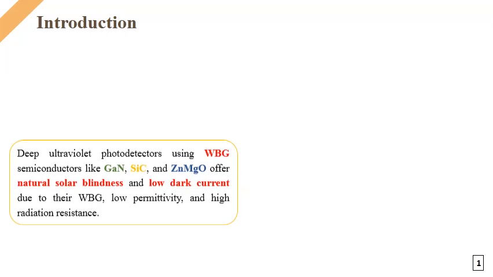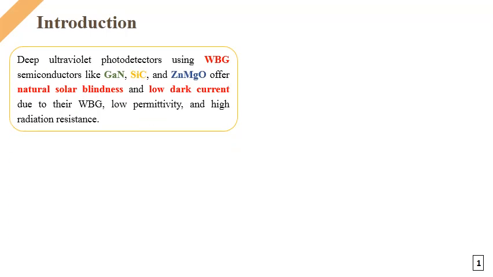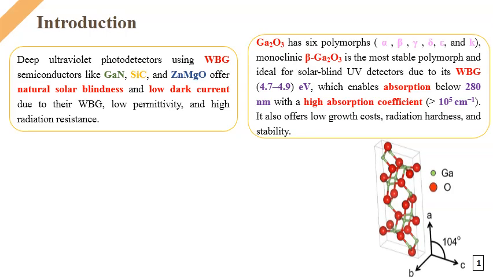So let's start with the introduction. Deep ultraviolet photodetectors use wide band gap semiconductors like GaN, silicon carbide, and ZnMgO, which offer solar-blind operation and low dark current due to their wide band gap, low permittivity and high radiation resistance. Gallium oxide has 6 polymorphs: alpha, beta, gamma, delta, epsilon and kappa.